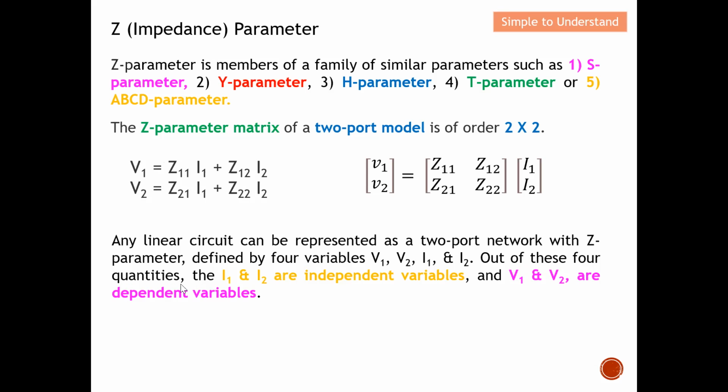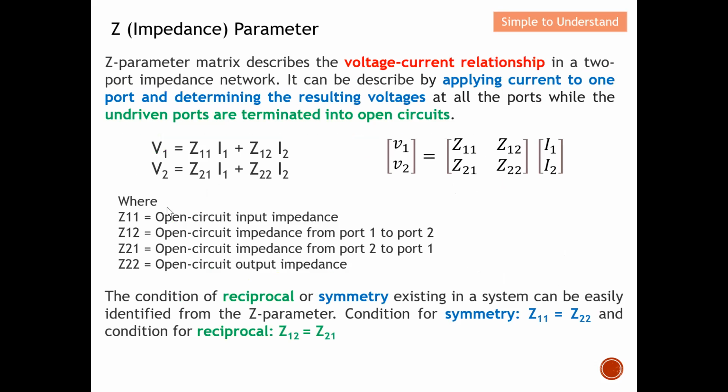Out of these 4 quantities, I1 and I2 are independent variables, which means that they don't depend on other variables. But V1 and V2 are dependent variables, because V1 and V2 depend on I1 and also I2. Therefore, V1 and V2 are called dependent variables.